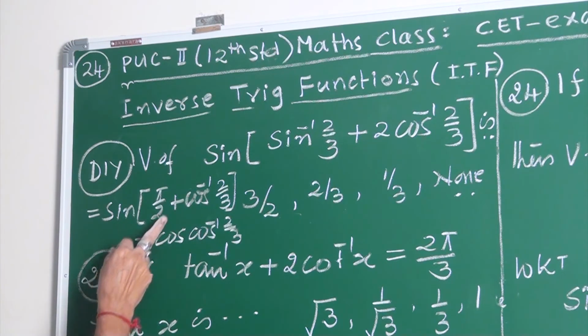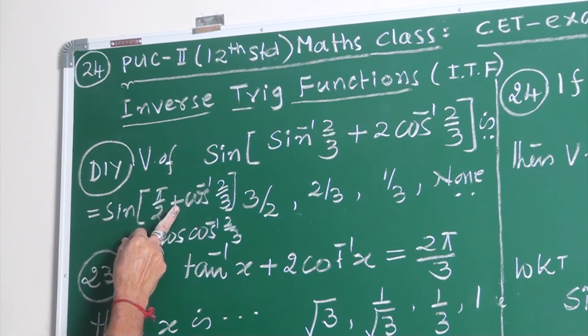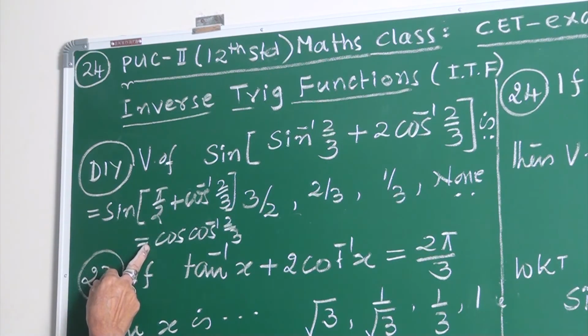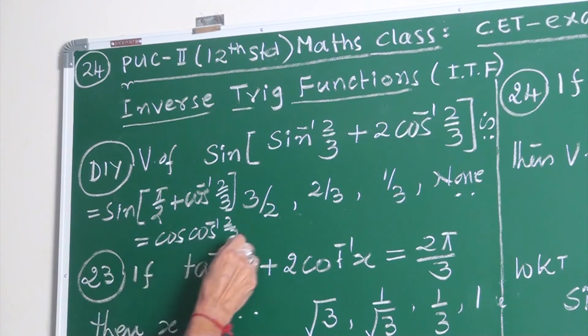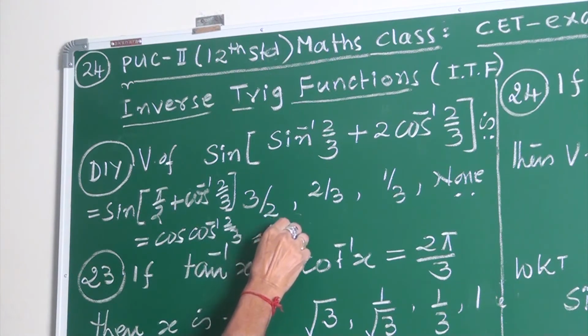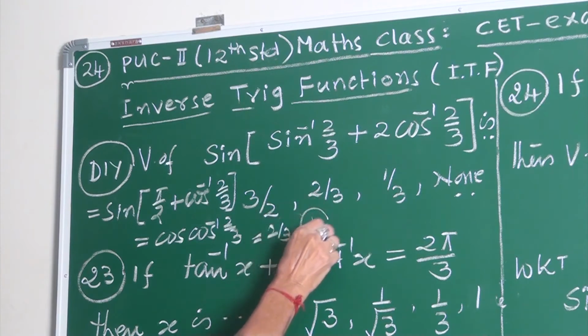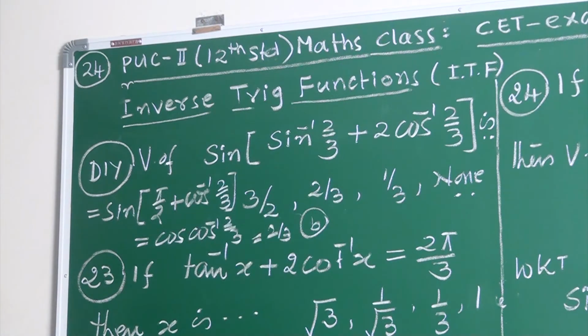Sine is plus pi. In the second quadrant sine is positive. Therefore, cos of cos inverse is 2 by 3. 2 by 3 means which is the option? B is the option.